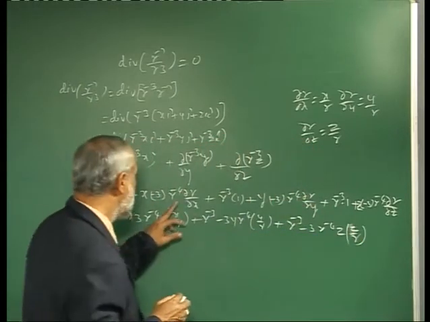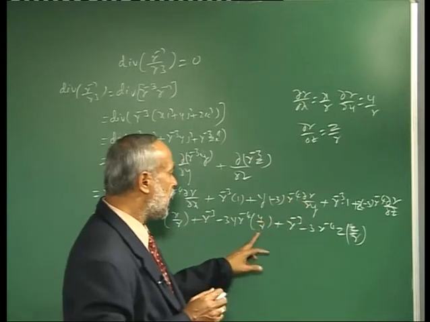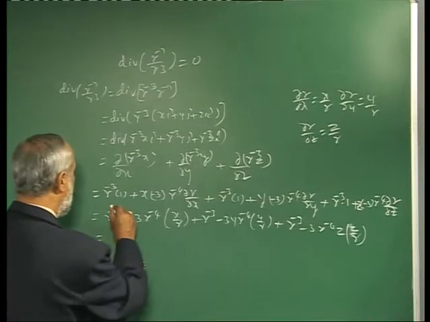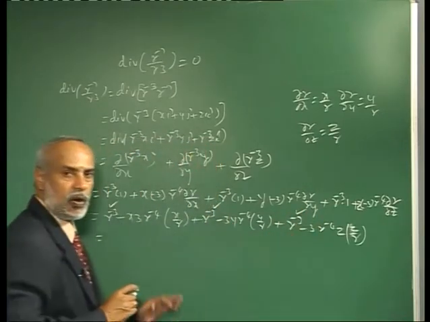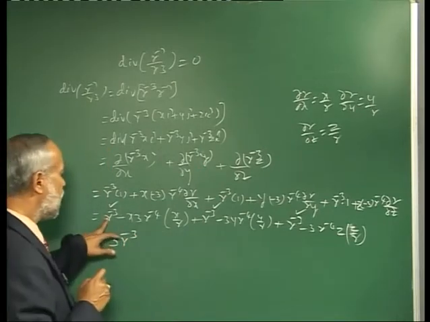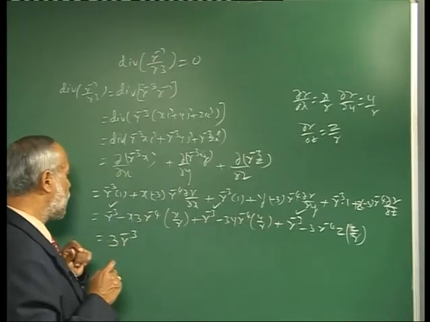After substituting the values of ∂r/∂x as x/r, ∂r/∂y as y/r, and ∂r/∂z as z/r, here r to the power of minus 3, here also r to the power of minus 3, here also r to the power of minus 3. If you add them, you get 3 r to the power of minus 3.